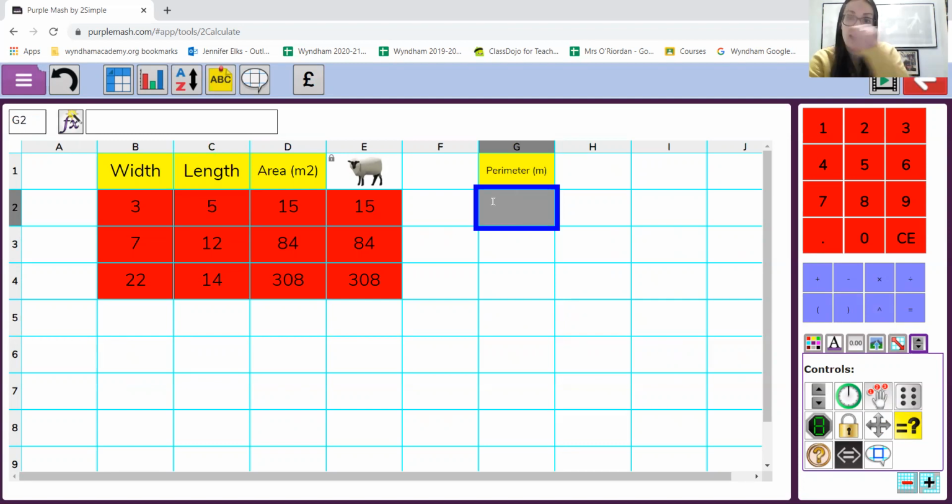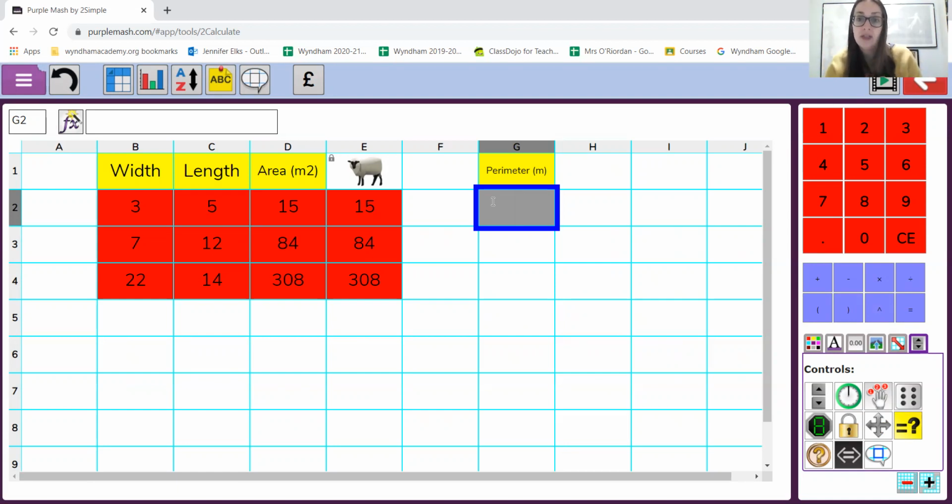How do we work out perimeter? Well, to work out perimeter, it's the outside of the 2D shape. So you need 2 lengths and you need 2 widths, and then you add them together. Right, this is a more complicated formula. Pause the video and see if you can have a go. If you can't, keep playing it and I'll talk you through it.